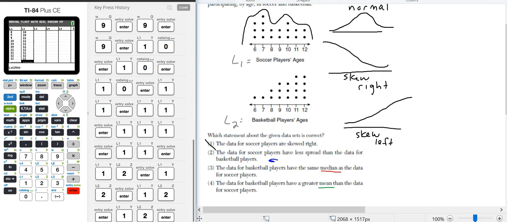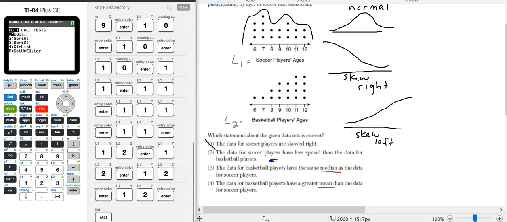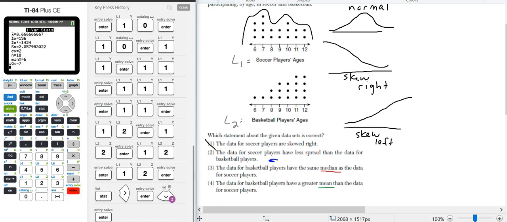So for the soccer players, we're going to do Stat, right arrow to Calc, enter over 1-Var Stats. Our data is in L1, so that's correct. We don't have a frequency list, so we're going to scroll down to Calculate and press Enter. The calculator calculates for us a lot of information. We are only going to write down the stuff that we need. We need the standard deviation. The standard deviation is sigma x, which is over here. The standard deviation is 2.